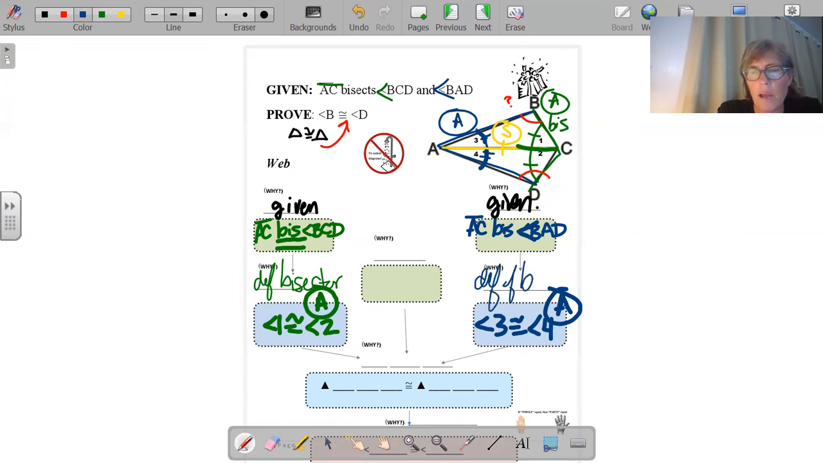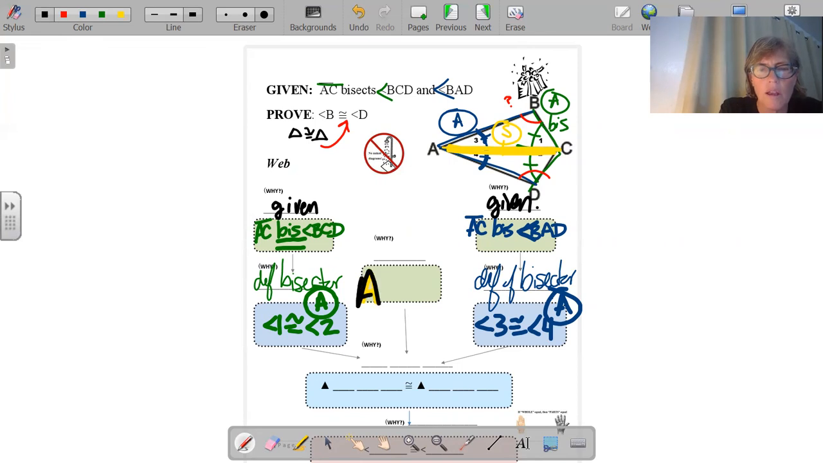Definition of a bisector. Now, what's up with this floating piece in the middle that's not connected to anything? It's not connected to anything because it's a freebie. It's not in the given. It's a piece of free information. And of course, our freebie is that reflexive side, and we write it like this.